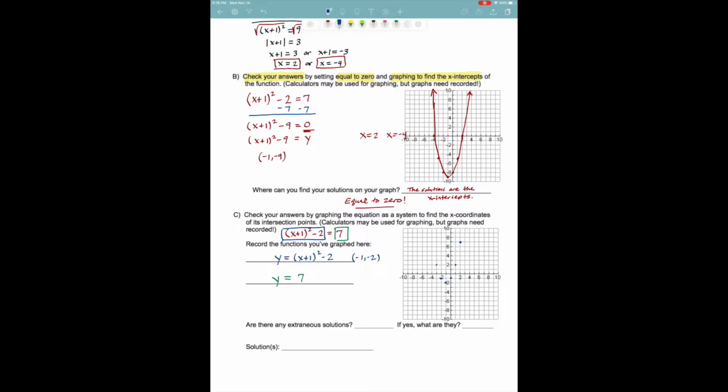Should take you all the way up to positive 7 when you do that one. All right, we'll graph that parabola in here. And it's important that you're accurate, because if you're not accurate, you're not going to see the solution.